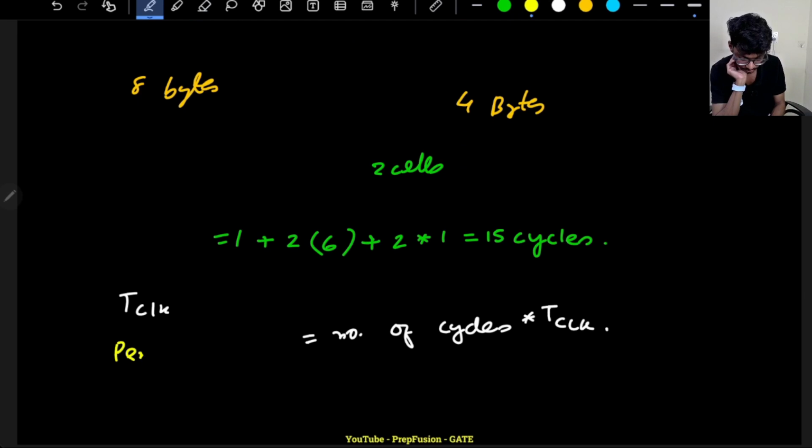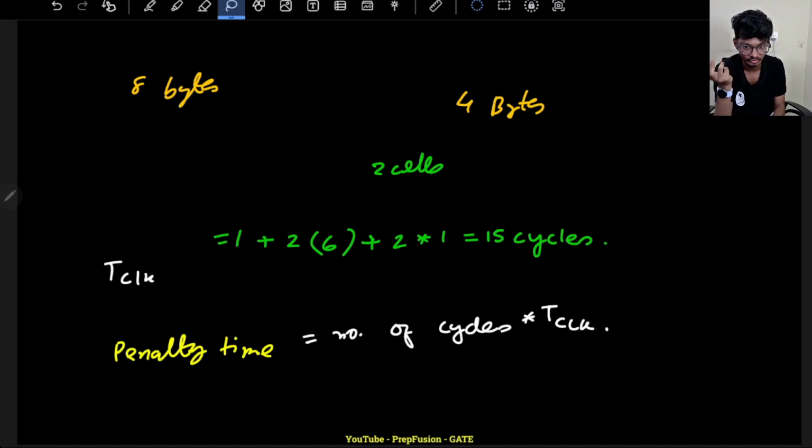Why penalty time? Because you had a miss. That's why you went to the main memory. Otherwise, why would you go to the main memory? There is no reason for going to the main memory, right? So you had a miss, and that is the reason it is penalty time. You have to go to the main memory and bring those blocks into the cache memory. That is the extra time consumed, so it is known as the penalty time.